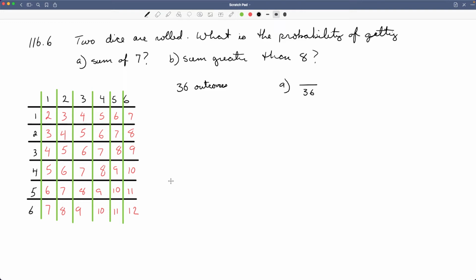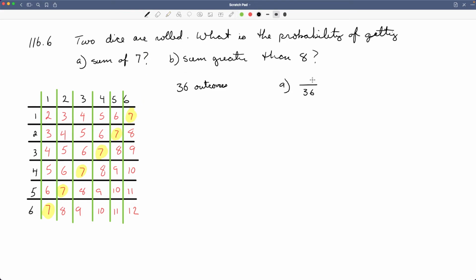And if you put that in your notebook on the back cover, then you have a reference to that whenever it comes up, and it will come up in problems that we have. So let's look for all of those that have the sum of 7. I'm going to use my highlighter. So we have 1, 2, 3, 4, 5, 6.